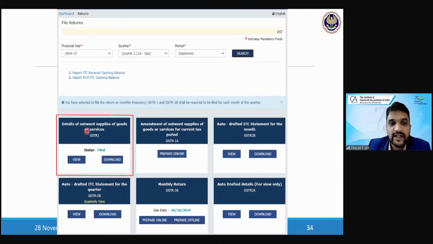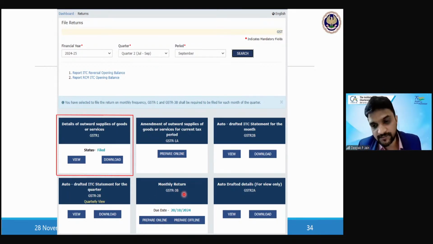GSTR1 is, as we know, details of outward supplies of goods or services. Then amendment. Once you make any mistakes in your GSTR1, you can rectify it through another return called GSTR1A. This we'll have to see whether it is covered in your syllabus or not, because this is a new addition. If you get this as a statutory update, then this will become relevant, but it will not be relevant otherwise. The third option you get is the auto drafted ITC statement for the month, which is GSTR2B. And the auto drafted ITC statement for the quarter, GSTR2B quarterly view. So they're giving you two views of the same report.